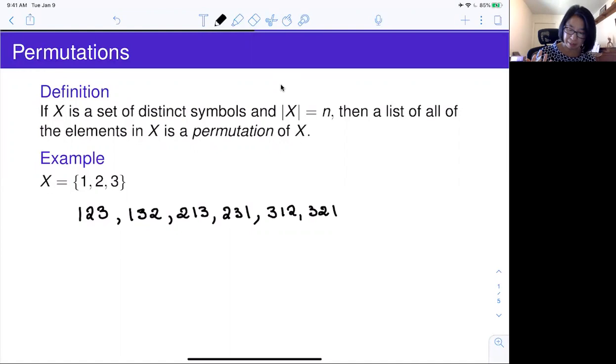So let's think a little bit about how we would go about counting these without listing them all. Right here we have 3 elements in our set X, and we're going to put them all in a list. So we have 3 choices for which element we list first. After that, we have 2 choices remaining for the second element, and our final element has to be the last element left. So we have 3 times 2 times 1 equals 6 permutations of the set X.